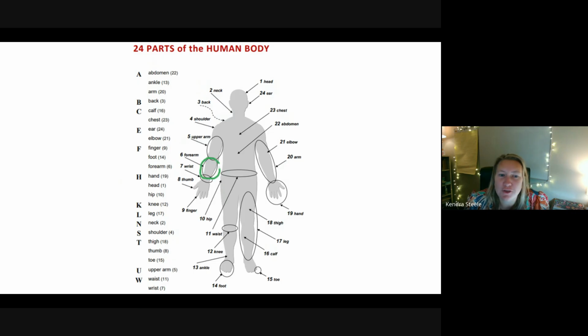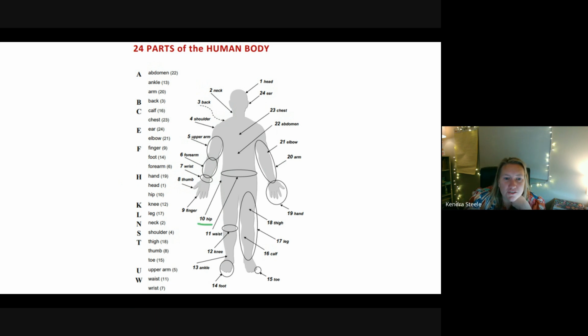Forearm is like your lower arm, okay, under your elbow, between your elbow and your wrist. Okay, this is your forearm. Wrist connects your arm to your hand. Thumb is just this finger, like thumbs up, okay? Finger is right here, number 9. So you have 4 fingers and a thumb on each hand, okay?